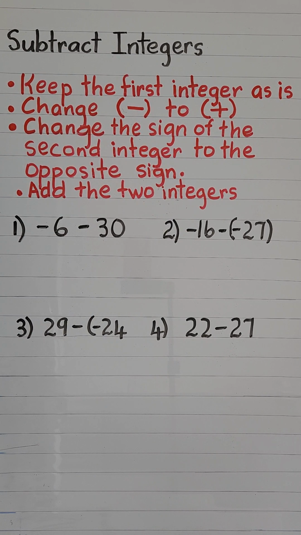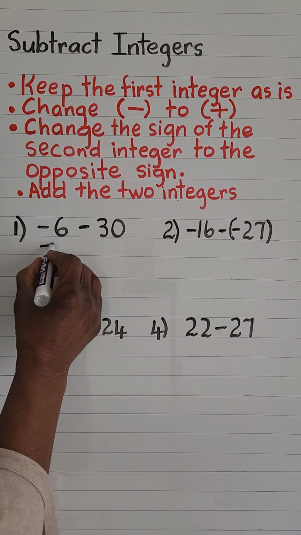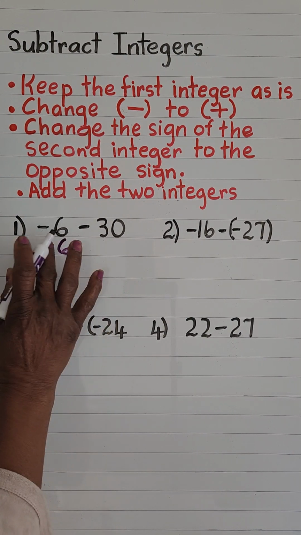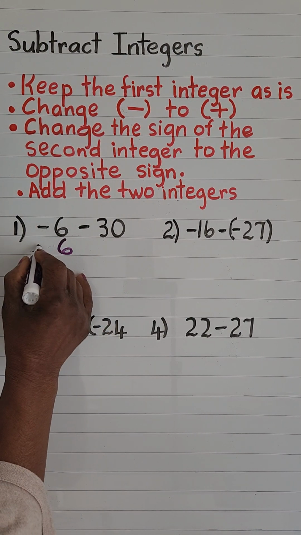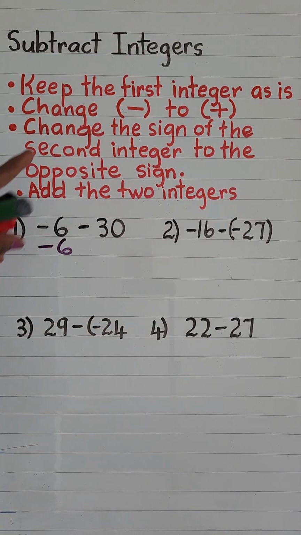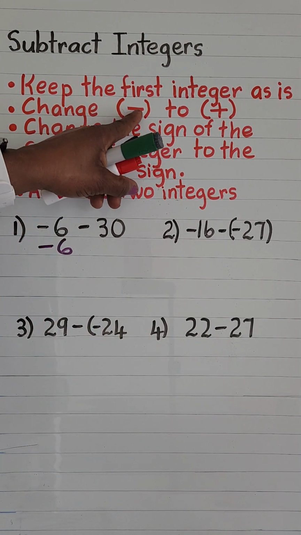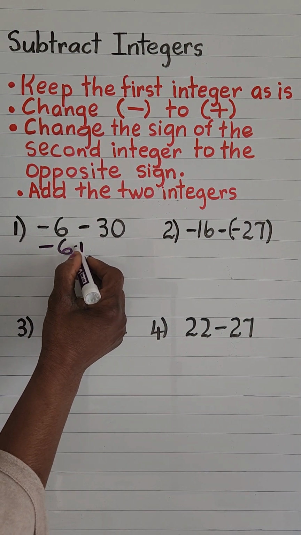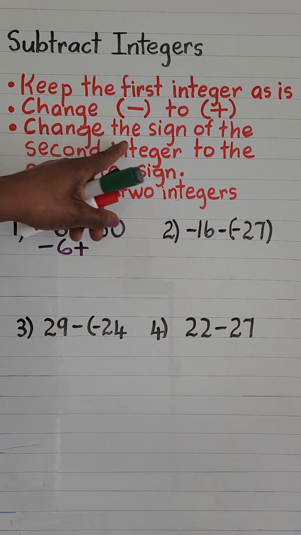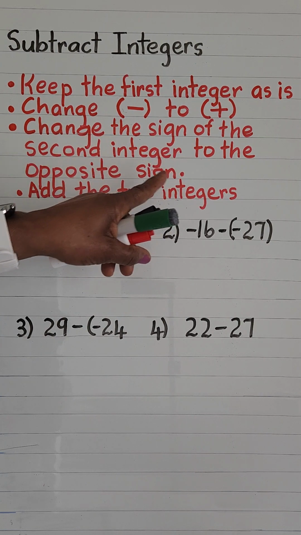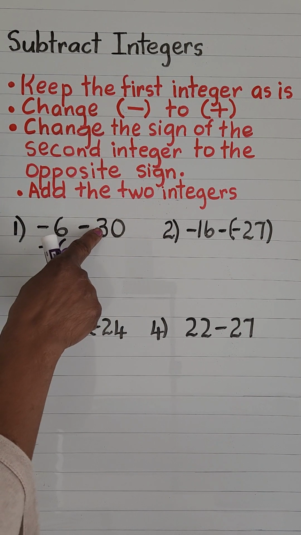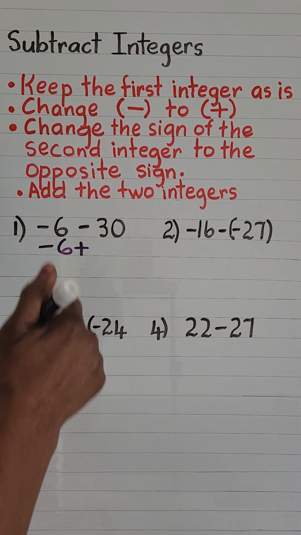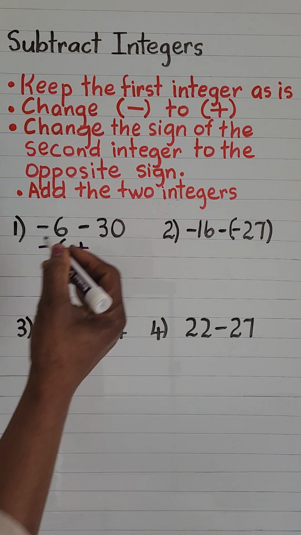First, -6 minus 30. So we're going to keep the first integer as it is. So we're going to keep -6. Next, we're going to change the subtraction to addition. So we're going to have plus. Next, we're going to change the sign of the second integer to the opposite sign. This is 30, so we're going to change it to -30.